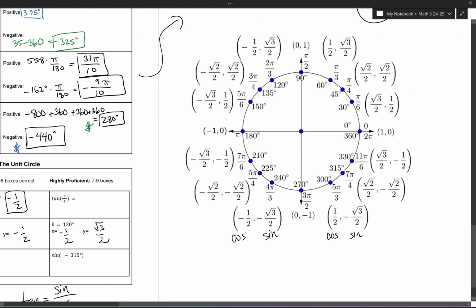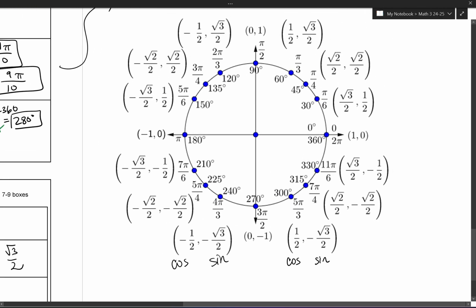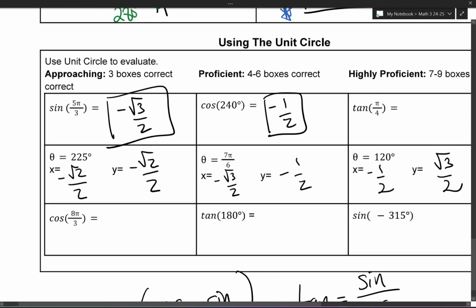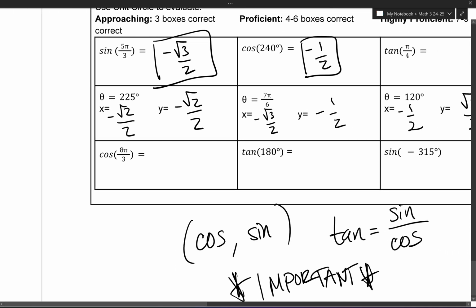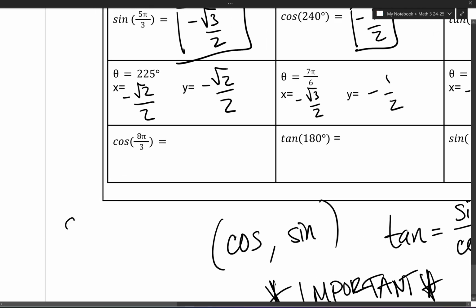The cosine of 8 pi over 3. Where is 8 pi over 3? Oh man, 8 pi over 3 is not here. To find 8 pi over 3, I would say the simplest thing to do is to convert it to degrees. You can also think about it in terms of radians, but I'm going to do the conversion here.